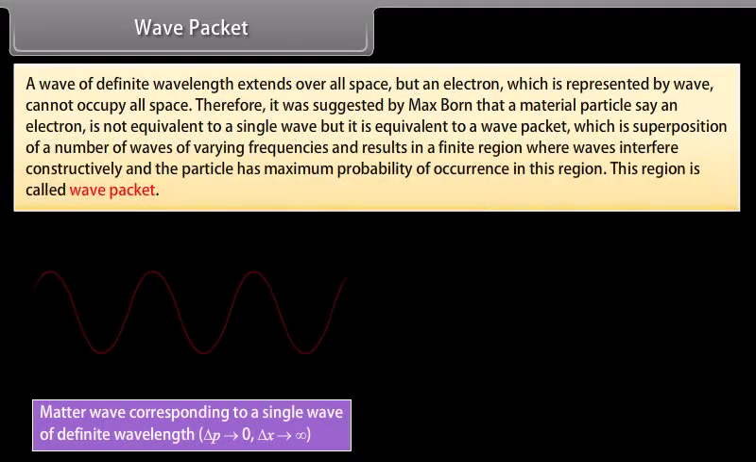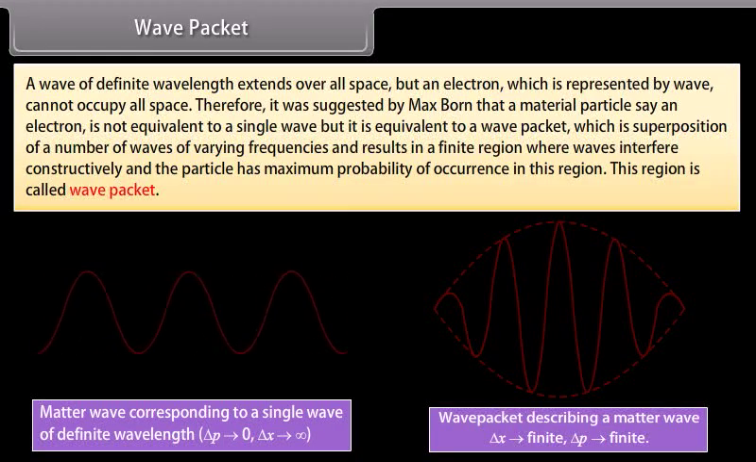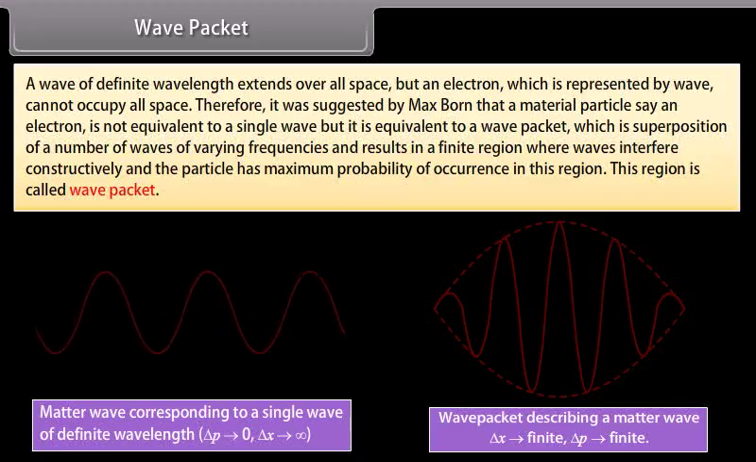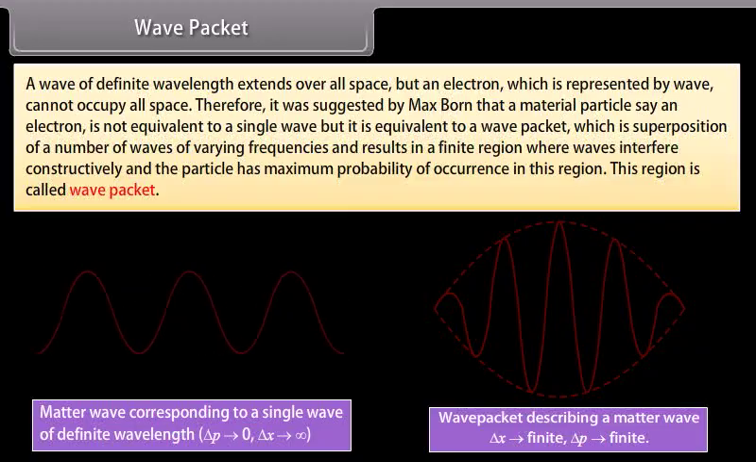A wave of definite wavelength extends over all space, but an electron, which is represented by wave, cannot occupy all space. Therefore, it was suggested by Max Born that a material particle, say an electron, is not equivalent to a single wave, but it is equivalent to a wave packet, which is superposition of a number of waves of varying frequencies and results in a finite region where waves interfere constructively, and the particle has maximum probability of occurrence in this region. This region is called wave packet.